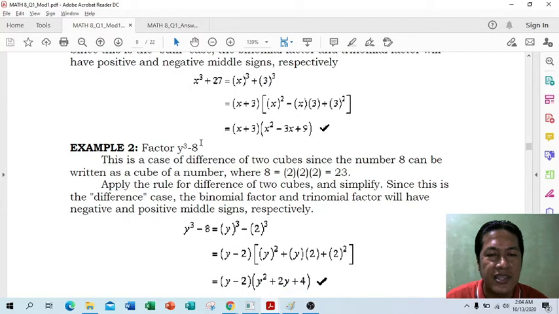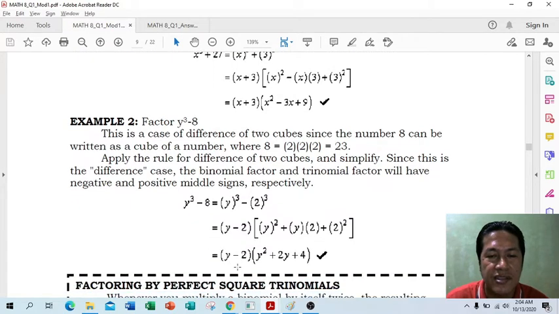Okay, dire na punta sa difference of cubes. Two cubes. Okay, factor y cube minus 8. Ayan, hanap ka ng cube ni 8. 2. 2 times 2 times 2 equals 8. Okay? Y times y times y equals y cube. Ilabas na si first term o second term, y minus 2, labas.